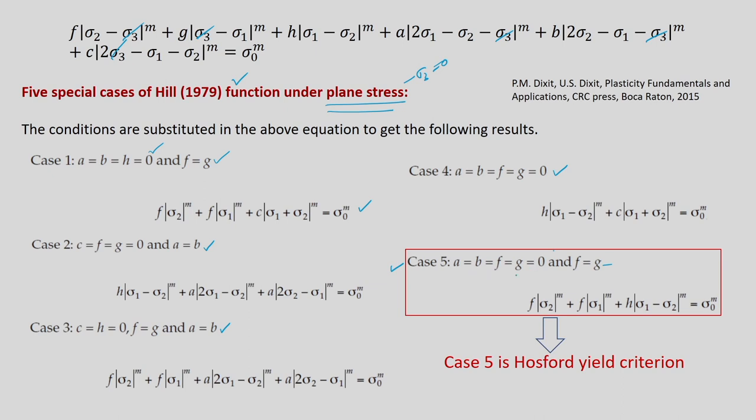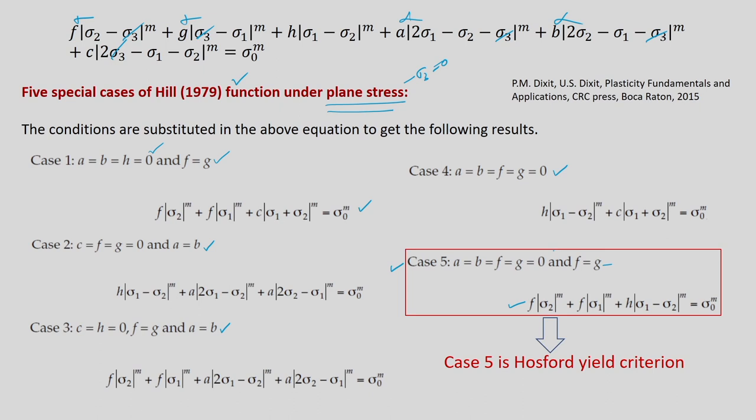A, B, F, G are 0. F goes, this fellow goes off, G goes off, A also fully goes, B also fully goes, okay, and F equal to G. F equal to G. Okay, so then you will get this particular equation.